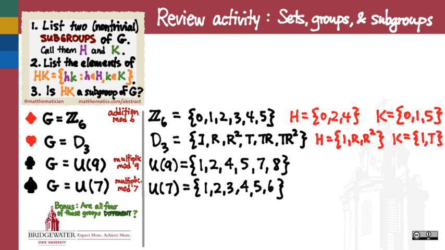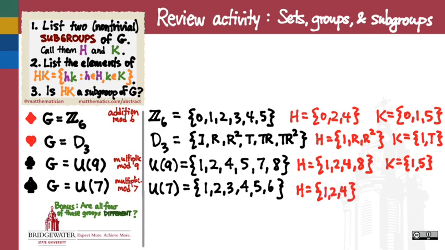Okay. How about the U9 group? Where's my U9s? Well, I know you had one example when I came through last, which was 1, 2, 4, 8. And 1, 5. So I'll come back and vet these later. And then how about U7? What were your subgroups? 1, 2, 4. And 1, 6.